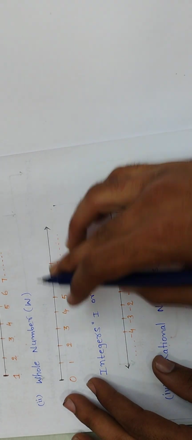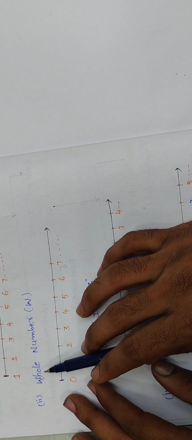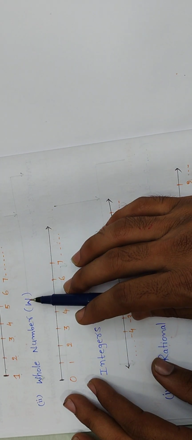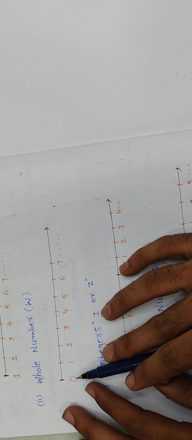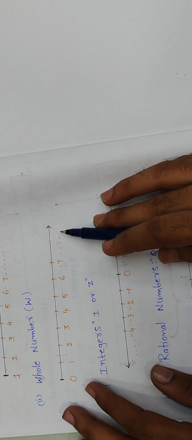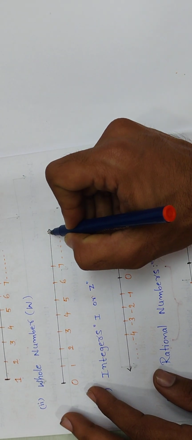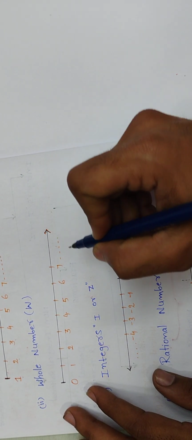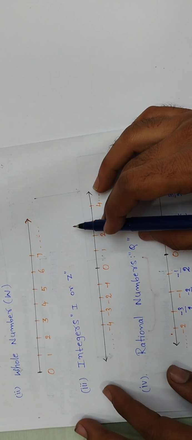Then whole numbers begin from 0, denoted with the letter W. So we start 0, 1, 2, 3, 4, 5, 6, 7 and so on. The arrow mark shows that the number line is continuous.